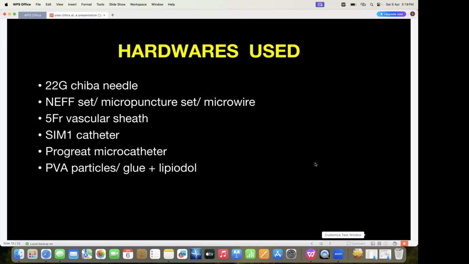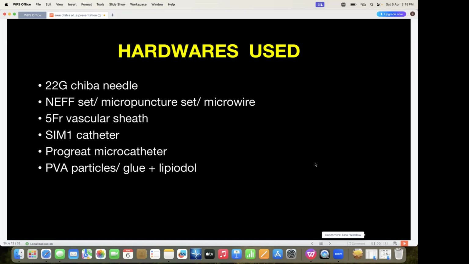Hardware used were a 22 gauge Chiba needle, a NEP set or micropuncture set, or any microwire for that matter, which passes through the Chiba needle. Then subsequently over the wire, we place a 5 French vascular sheath. And then after placing the sheath, a pigtail run will be taken initially, better with a power injector of 15 ml contrast at 5 ml per second or 7.5 ml per second.